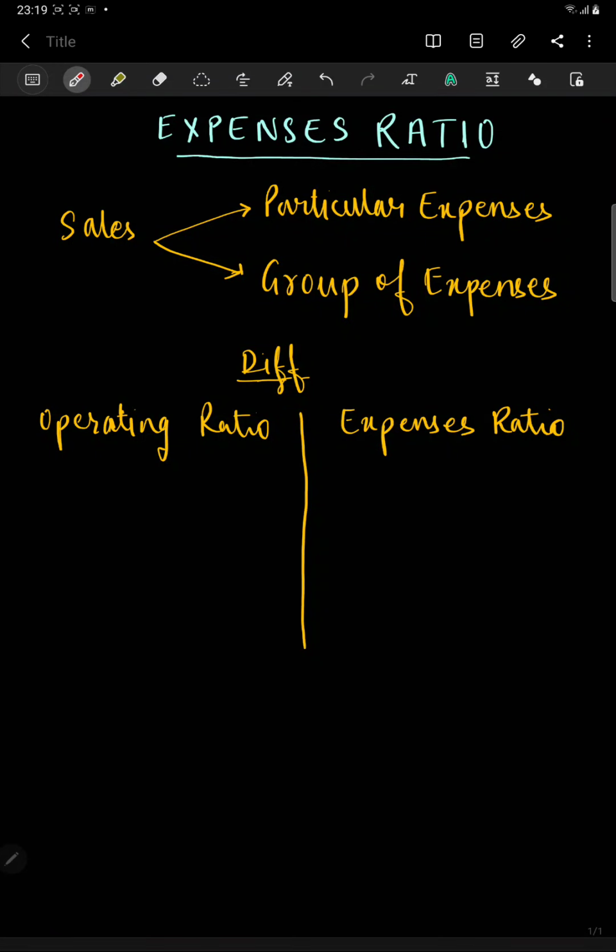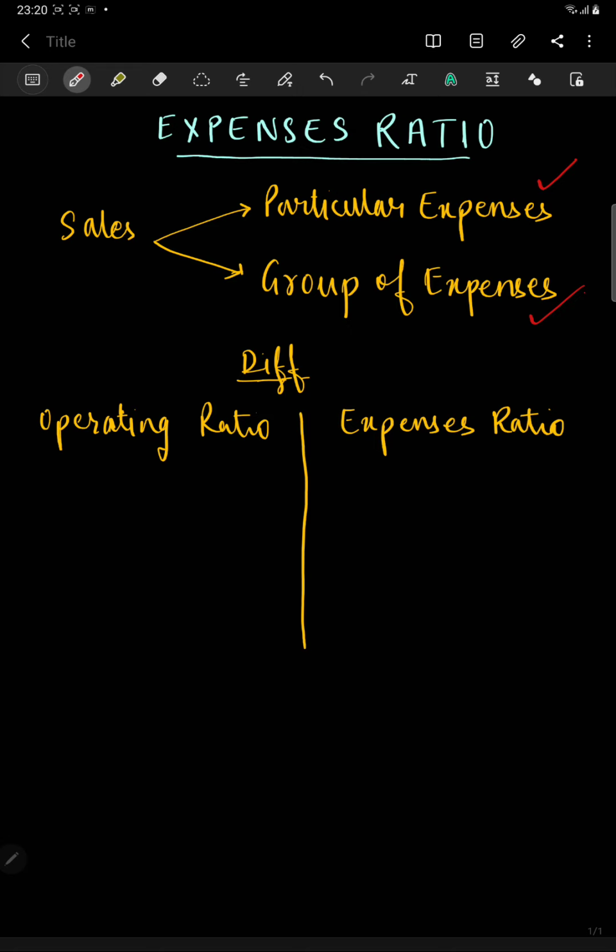Hi, in today's video we are going to learn something on expenses ratio. Now as you can see here, we compare sales with two types of expenses. First one is a particular type of expenses and next one is we can consider a group of expenses.